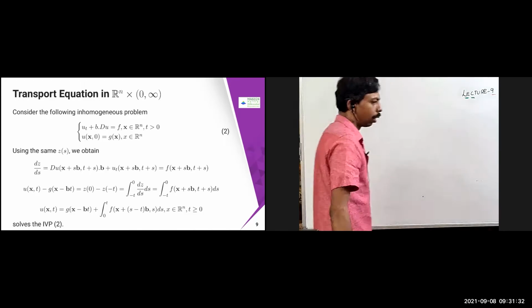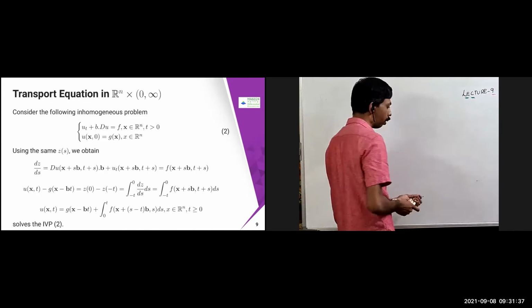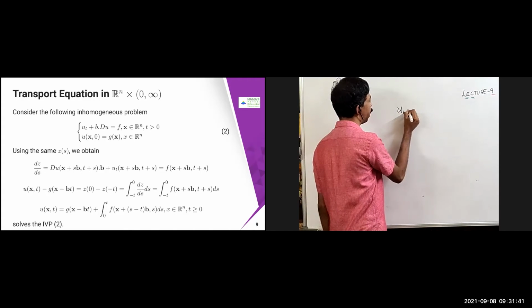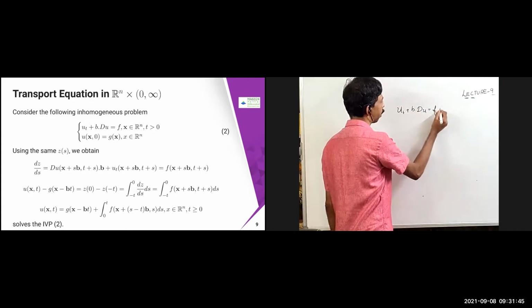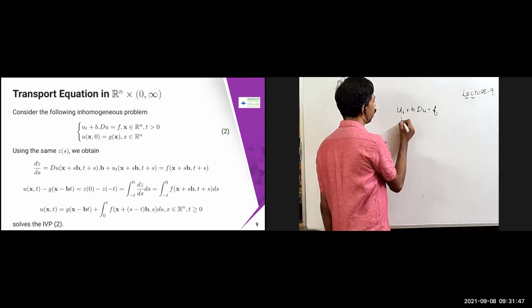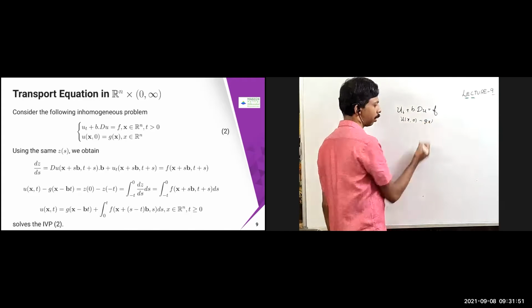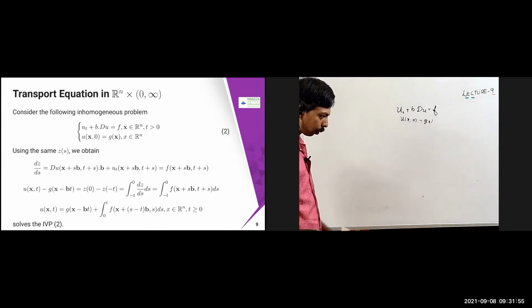Next one, I'm going to make it a little more complicated. I'm going to introduce u_t plus b dot Du equals f, some right hand side also. The initial condition is as it is, u of x comma 0 equals g of x, where x belongs to R^n and t is greater than 0. So I can use the same approach.